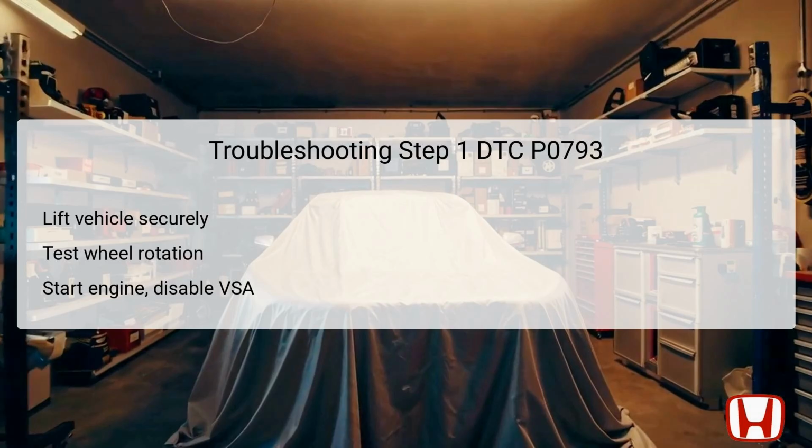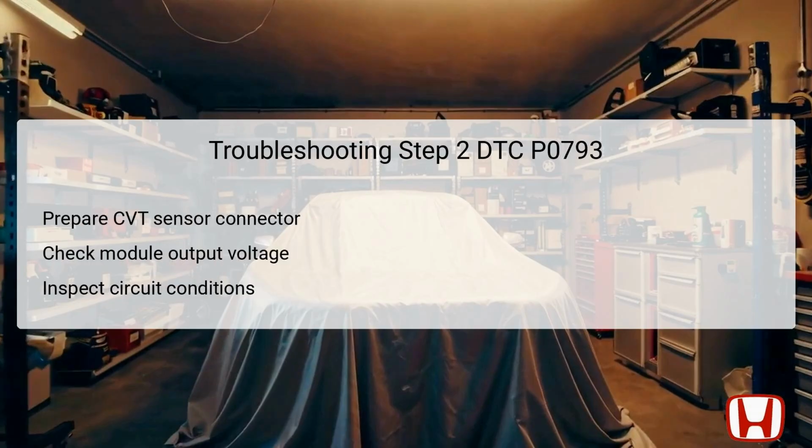This action enables the TCM to monitor the CVT drive pulley speed sensor under operational conditions, which is essential for identifying abnormalities that may trigger the DTC. Observations made during this process can guide further testing efforts based on the sensor feedback received.